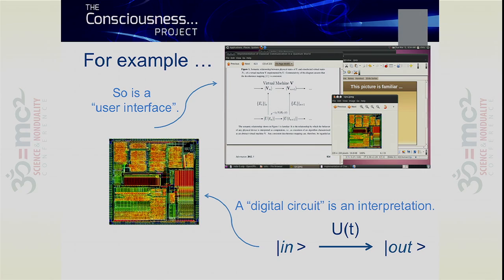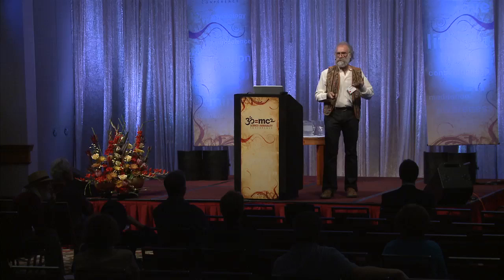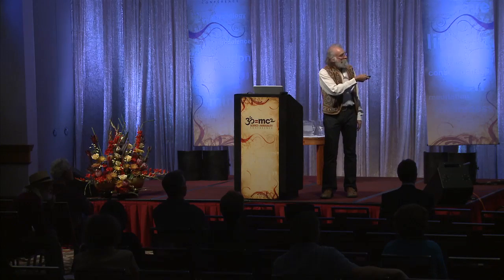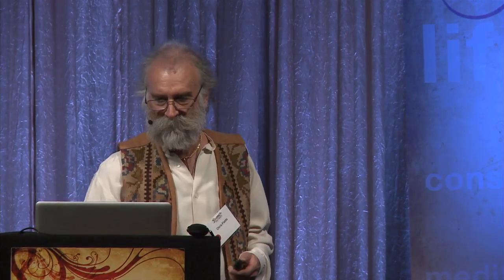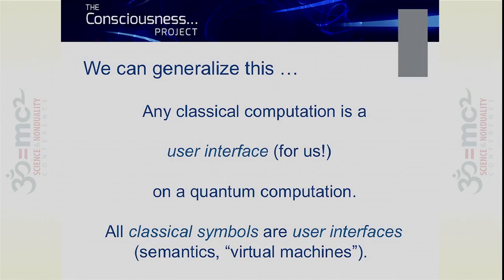All of that's just a fiction, like Don talked about this morning. It's just software. But this stuff is just software too, right? We defined this. This is something that we configured the physical world to make it easy to manipulate for us. And we said that's a device, but it's really just a user interface. It's an interpretation of what's going on. So we can generalize this and say any classical computation is a user interface on a quantum computer, and in fact, all classical symbols of all kinds, all of language is a user interface.